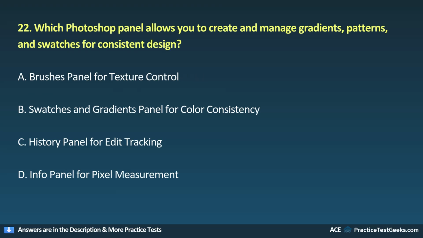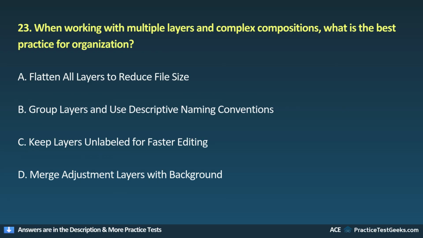22. Which Photoshop panel allows you to create and manage gradients, patterns, and swatches for consistent design? A. Brushes panel for texture control. B. Swatches and gradients panel for color consistency. C. History panel for edit tracking. D. Info panel for pixel measurement.